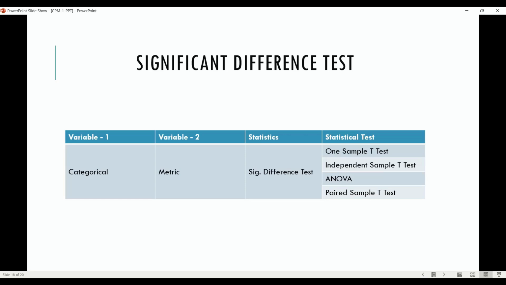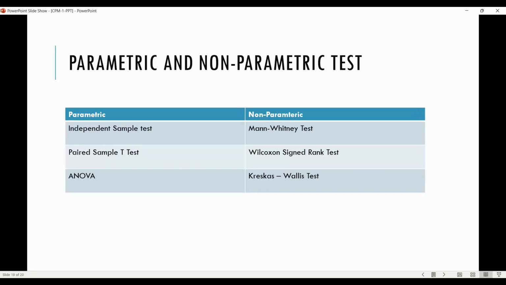So these all are parametric tests. I will tell you what this parametric test is all about and the non-parametric test. Parametric test generally deals with the mean value, that is the average value. And the non-parametric test generally deals with the middle value. Whatever we have given as an option, the middle value will be considered as the average value.